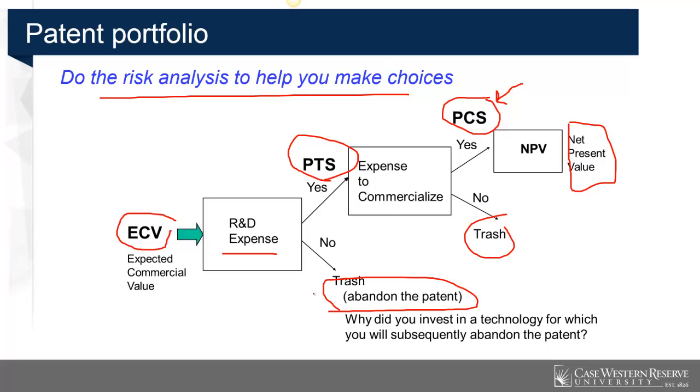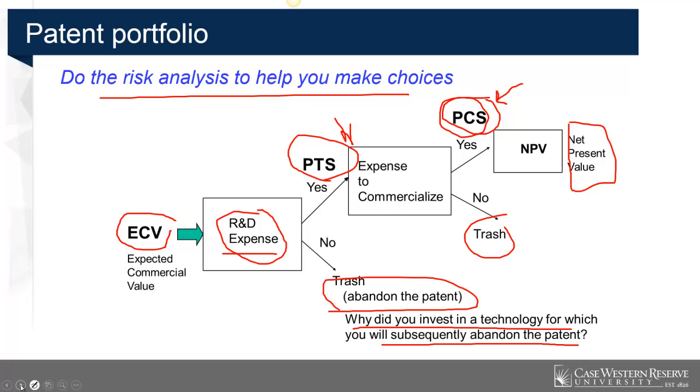And so, one of the things you have to think about is, why did you invest in a technology for which you will subsequently abandon the patent? Some people will say, geez, we invested in the R&D, we got this patent, why would we abandon it? Because the probability of technical success and the probability of commercial success are not favorable to the expense of maintaining the patent. Those are hard decisions, and many people don't make them.